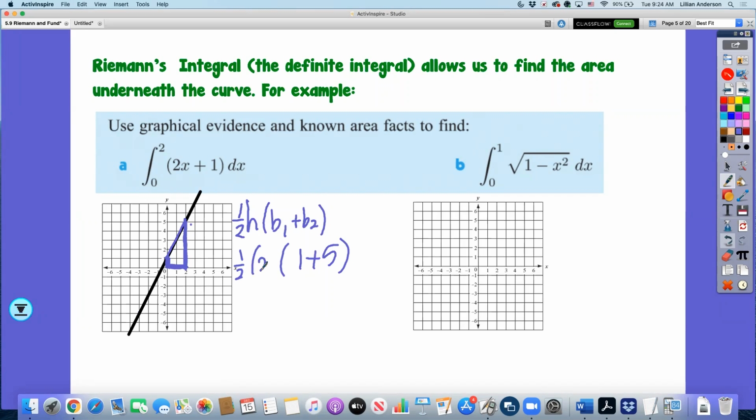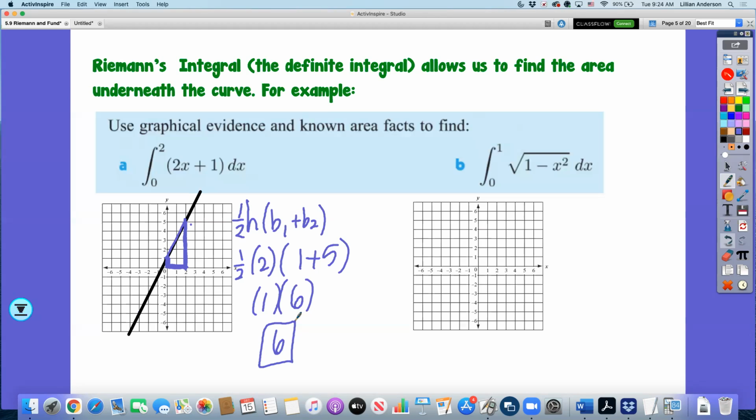2. So then the area underneath the curve from 0 to 2 of this function 2x plus 1 is going to be 6. Okay? It's going to be 6. Look at the next one.